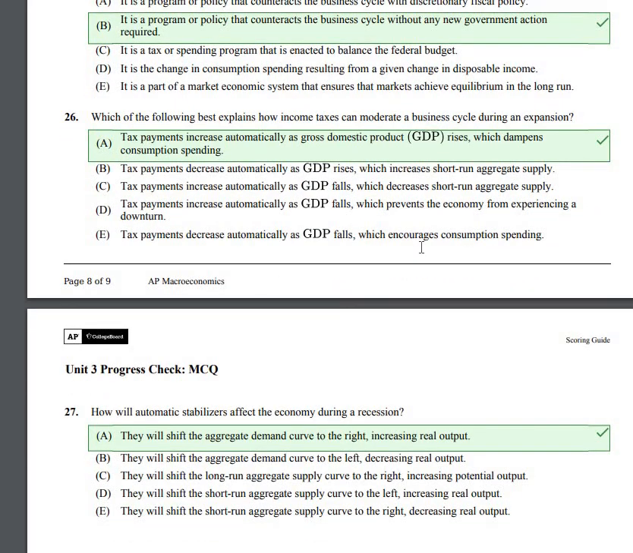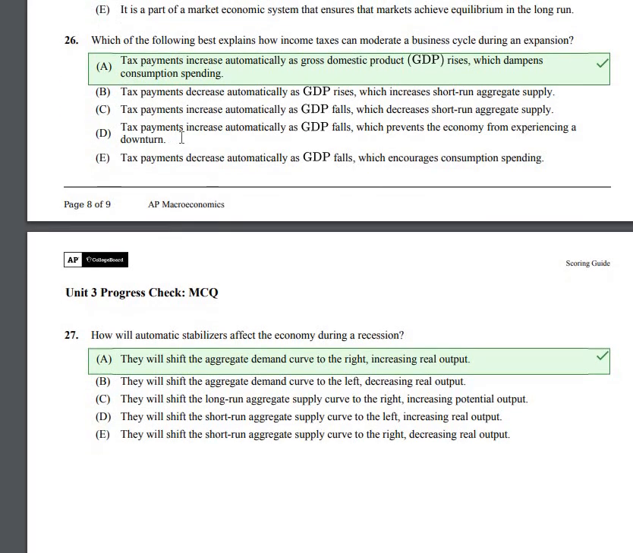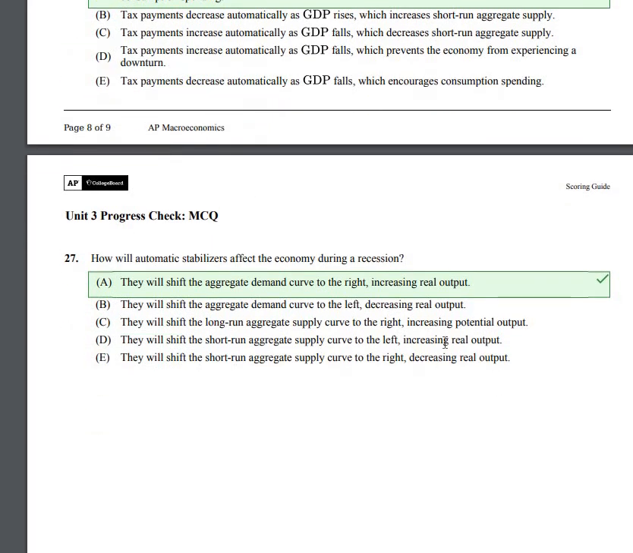26, which of the following best explains how income taxes can moderate a business cycle during an expansion? That is A, tax payments increase automatically as GDP rises, which dampens consumption spending. Okay. Number 27, how will automatic stabilizers affect the economy during a recession? A, they will shift the aggregate demand curve to the right, increasing real output.